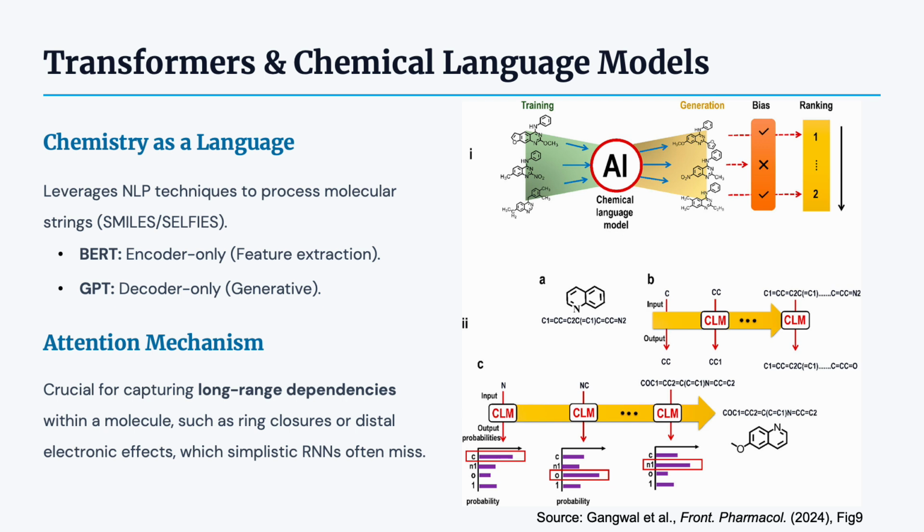The most recent breakthrough involves transformers, similar to the technology behind ChatGPT. As visualized in Figure 9, we treat chemistry as a language. If we represent a molecule as a text string, the AI can predict the next token, or the next item, to complete a valid structure. The attention mechanism allows a model to understand long-range dependencies, like how an atom on one side of a large ring affects an atom on the other side.